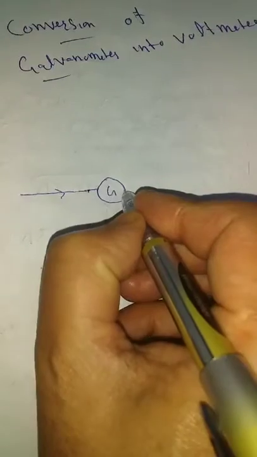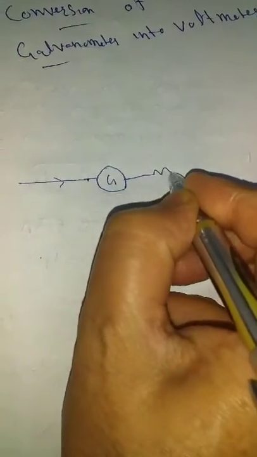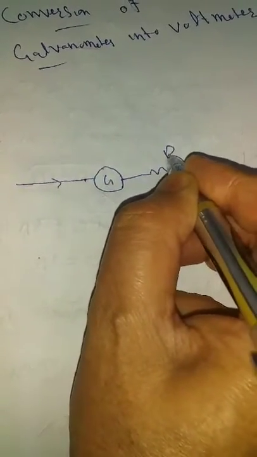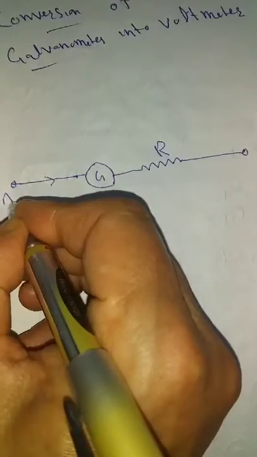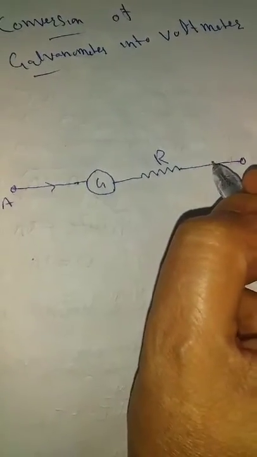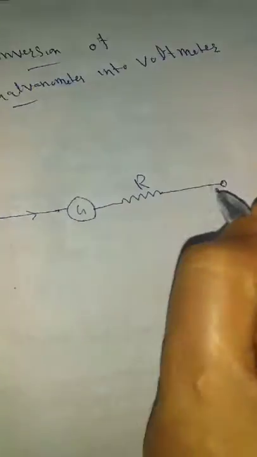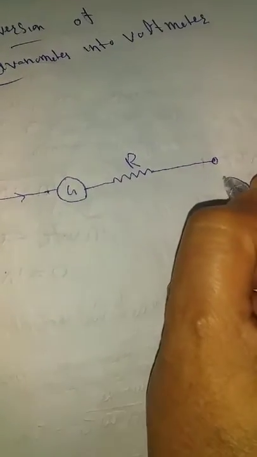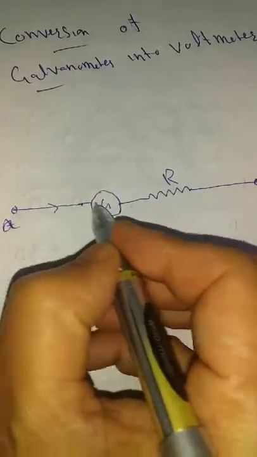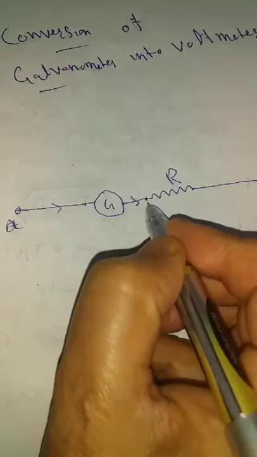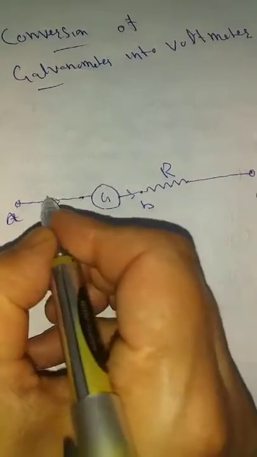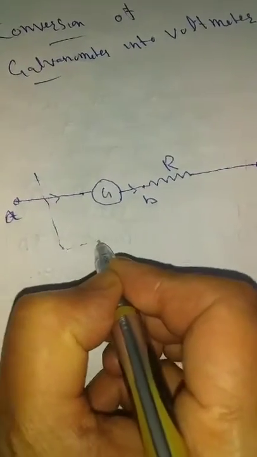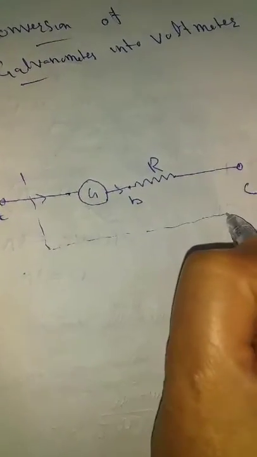That means we have to take a high resistance value and connect it in series. Here is point A, suppose this point C, and this point B here. This whole circuit becomes the voltmeter.